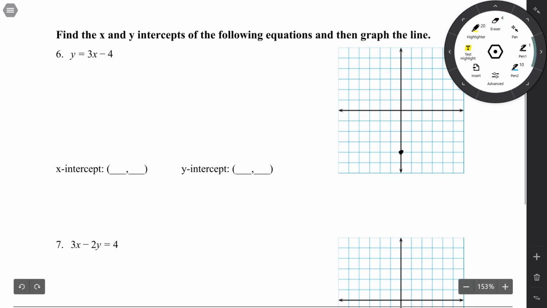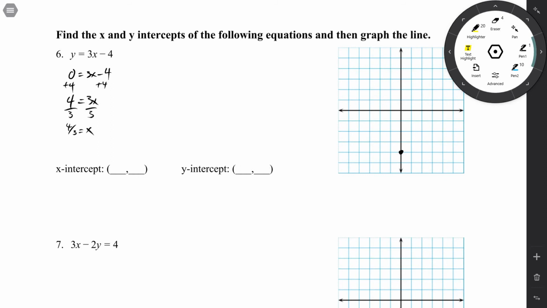Well, if we set the y to 0, we would get 0 equals 3x minus 4, and we would just have to solve. Moving down, we'd add 4 to each side. We'd get 4 equals 3x. Divide each side by 3, and we get 4/3 equals x. So that's exactly what the x-intercept would be, 4/3.